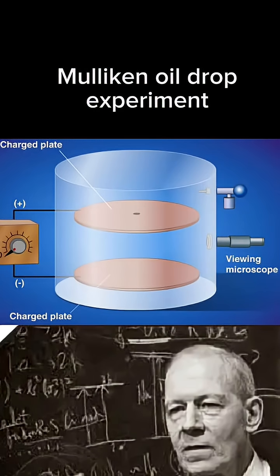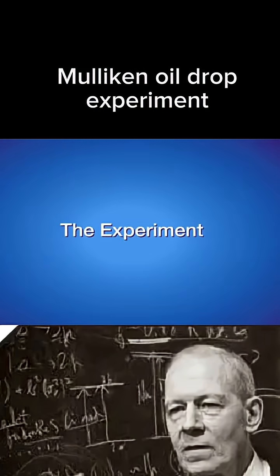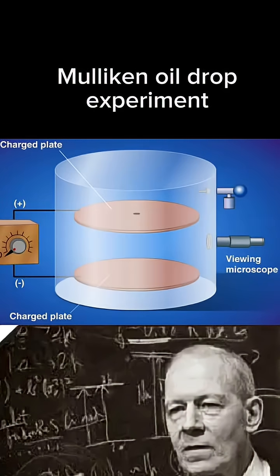In a series of experiments carried out between 1908 and 1917, R.A. Millikan succeeded in measuring the charge of the electron with great precision. In his experiment, a fine mist of oil was sprayed into the upper chamber with an atomizer.